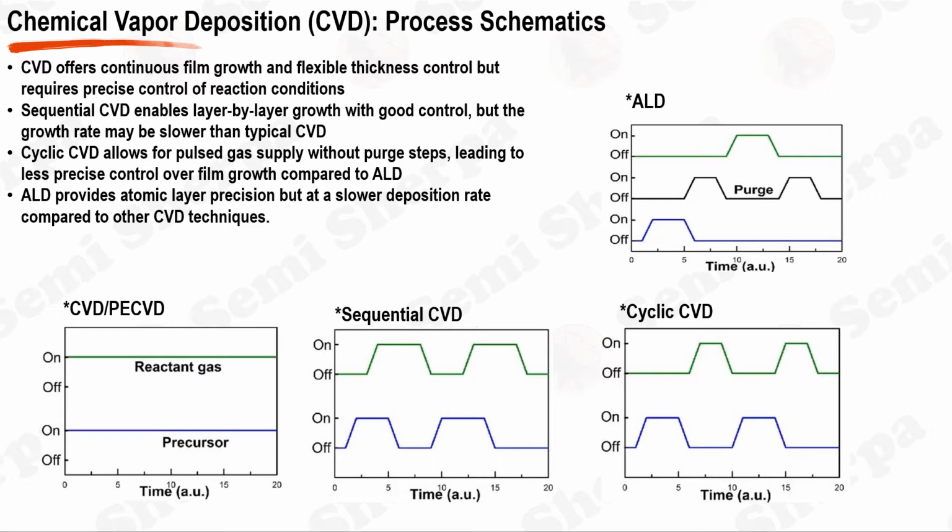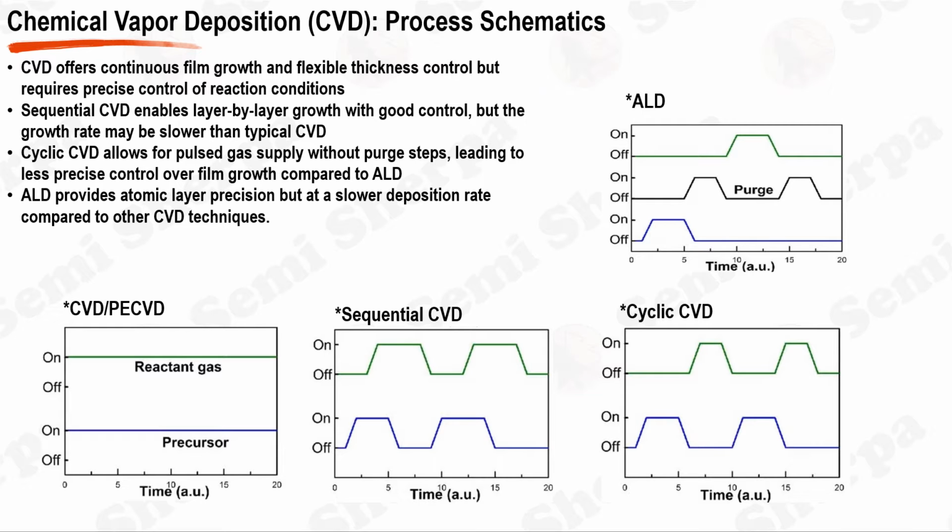Cyclic CVD, on the other hand, employs a distinct method of gas supply. Here, the precursor and reactant gases are not continuously introduced but supplied in a pulsed manner. Each pulse of precursor and reactant gases results in a deposition phase, followed by a short dwell time before the next pulse is introduced. Unlike atomic layer deposition, ALD, cyclic CVD does not incorporate a purge step in each cycle. As such, some reactant species may remain on the substrate surface or within the chamber during the dwell time, possibly leading to less precise control over the film growth compared to ALD.